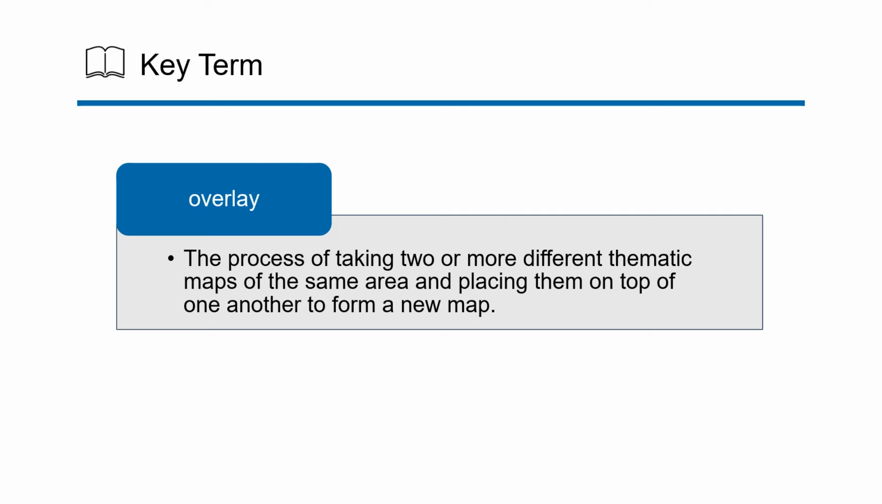Overlay. The process of taking two or more different thematic maps of the same area and placing them on top of one another to form a new map. That's the most general way of thinking about this from a map standpoint. I tend to think more about it in terms of data layers, but it's still a valid way of explaining it.